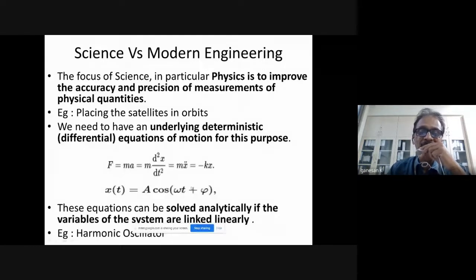So the interest in science and engineering, in the majority of present day problems, is predicting. When I say I'm trying to solve here, we are looking from a prediction point of view. Can I make an accurate prediction of what is going to happen in future? That is the main interest we see.